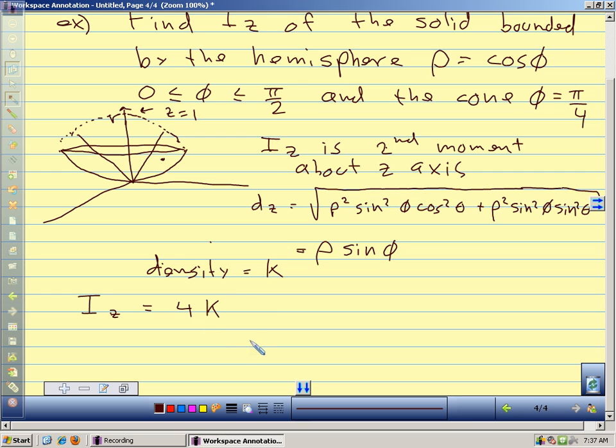Where are you getting this? It's for all four quadrants. I'm just looking at a quarter of this. Everything's symmetrical, so I'm just going to look at this quarter that's above the first octant. So 4k. Theta varies from 0 to pi over 2.